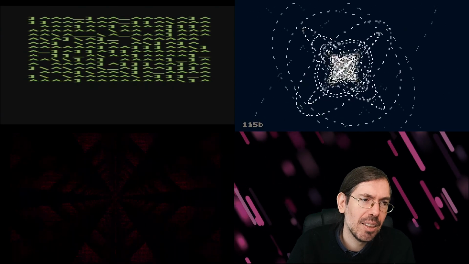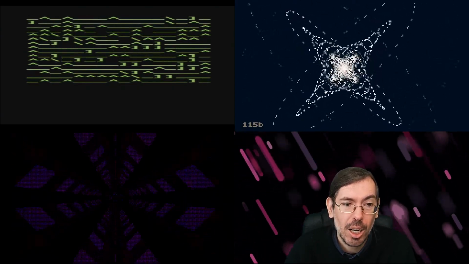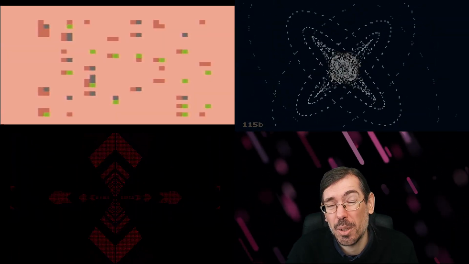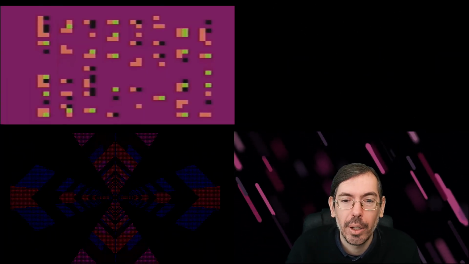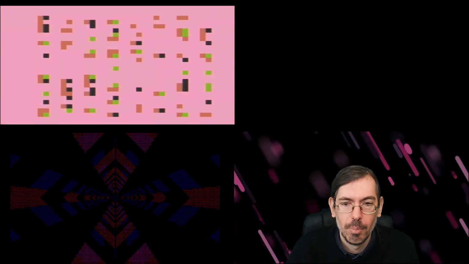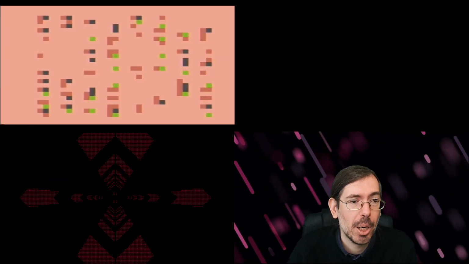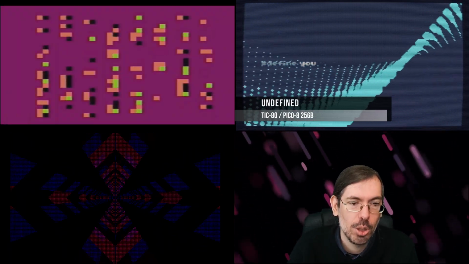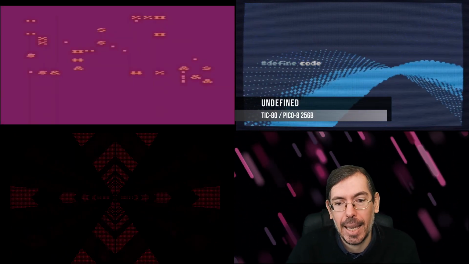Then Undefined party happened in St. Petersburg, Russia. Relatively small party to compensate that Chaos Constructions wasn't happening this year because of the political turmoil happening. Couple intros being released there. One of them was this one, Undefined by Marquee Design, got first place in the Undefined Tiny intro competition. Was a double release for both Pico 8 and the TIC 80.